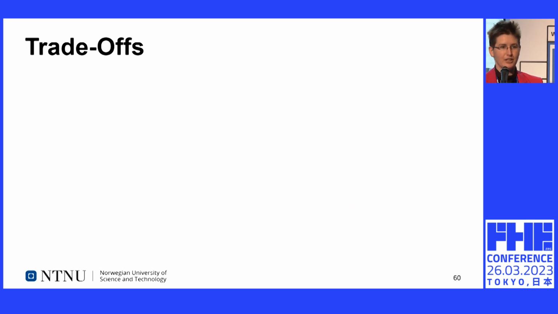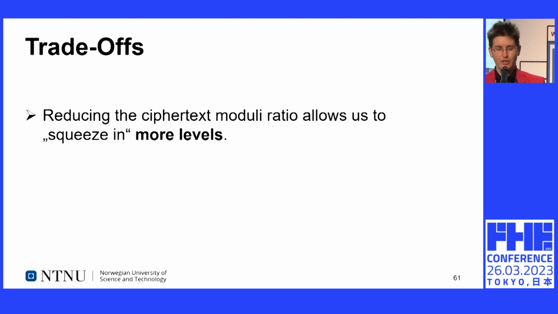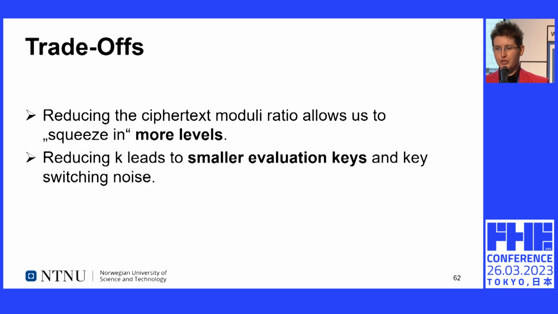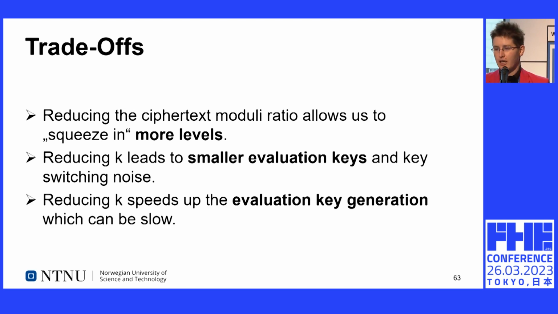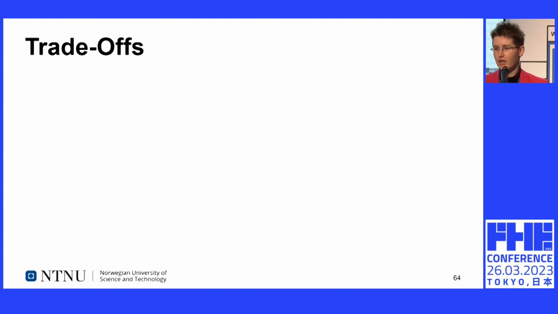So now how does this lead to trade-offs? Well, I already said we can do either or. So in which case do we want to do either or? Well, reducing the ciphertext moduli ratio allows us to squeeze in more levels while keeping the same top bit size. Whereas reducing k leads to smaller evaluation keys, smaller key switching noise, and therefore also faster evaluation key generation.